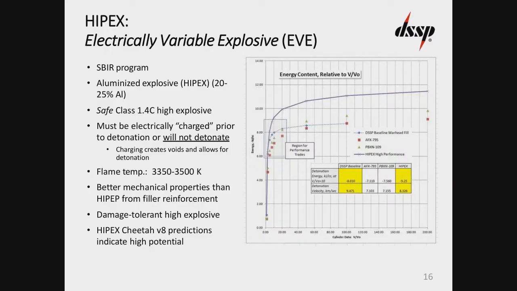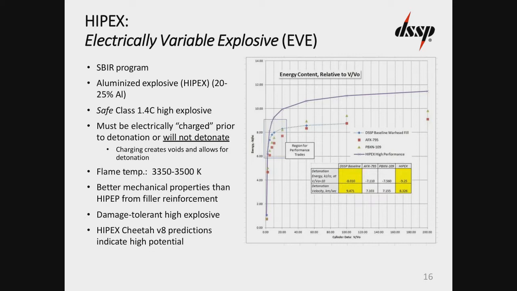But we'll go on to the electrical variable explosive, EVE. This was an Air Force SBIR where we took our material, highly aluminized it, and formulated it into a high explosive. We were able to maintain the class 1.4C DOT rating on it, because the material, without being electrically charged, is rather insensitive. But once you do charge the material up, it will detonate. So it's kind of a different beast there.